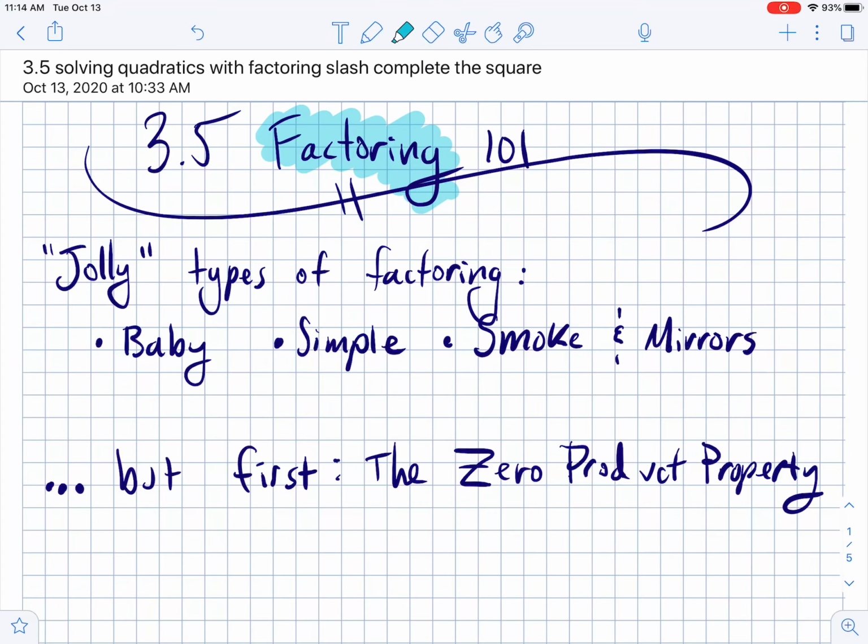I use these terms. There's three types of factoring, in my opinion, for quadratics. There's baby factoring, there's simple factoring, and there's a more advanced factoring called smoke and mirrors.